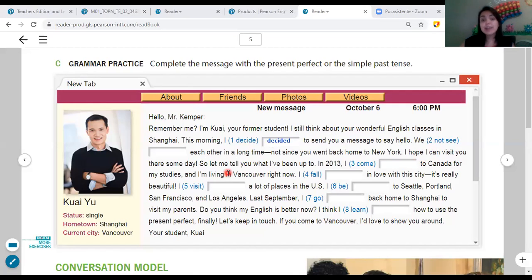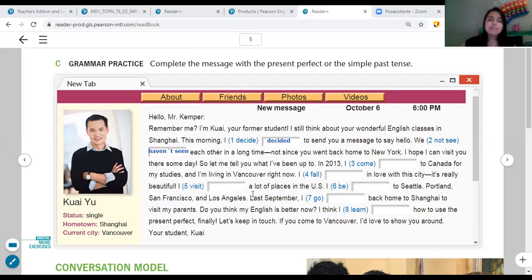It's not the simple present, porque solo dice que no se han visto en mucho tiempo, pero no dice específicamente cuánto tiempo. Luego menciona que desde que se fue a Nueva York, pero tampoco sabemos cuándo fue eso. So it's the present perfect, not seen. So we haven't seen, the past participle of seen. We haven't seen each other in a long time, not since you went back home to New York.